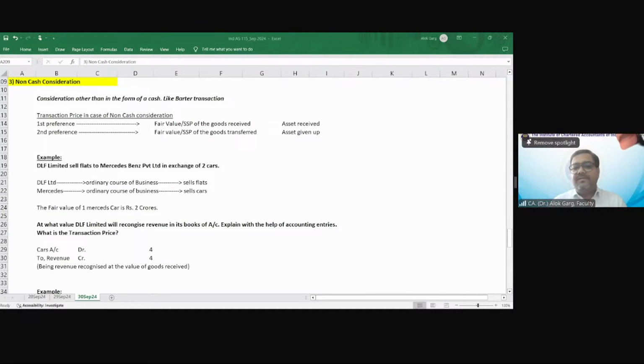Now, friends, the fourth part. We talked about variable consideration, significant financing component, non-cash consideration. The fourth aspect is consideration payable to a customer.